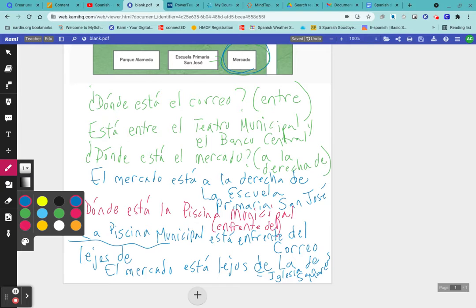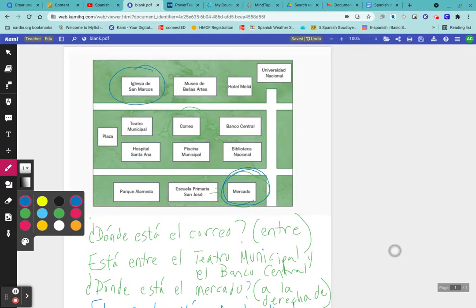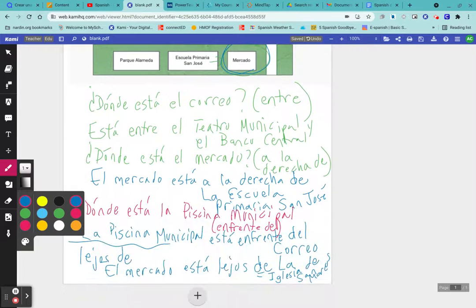Okay, so this is just a little introduction to the preposiciones de lugar. You want to study these and use them in your MindTap a little bit too.